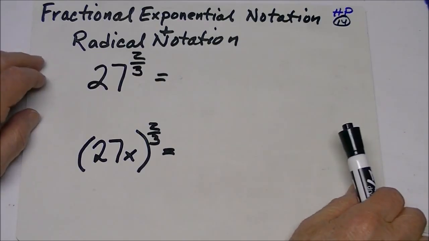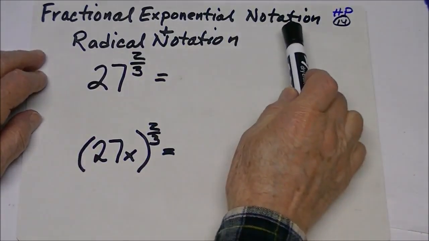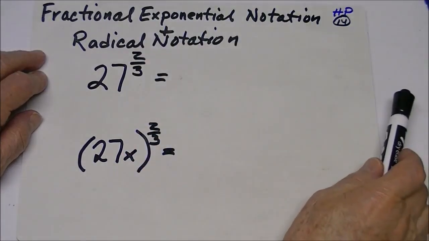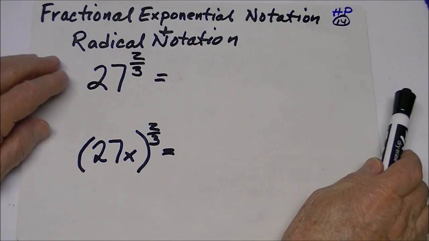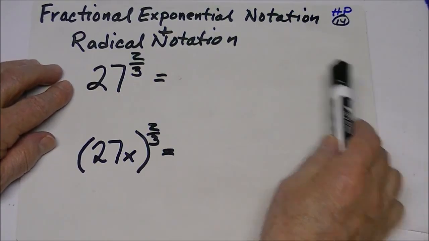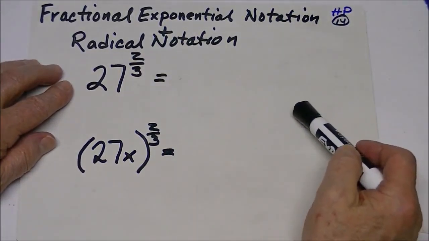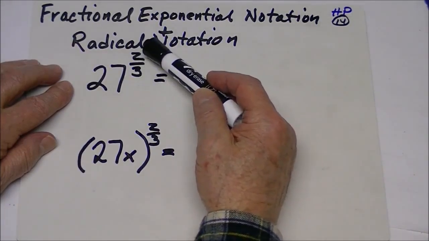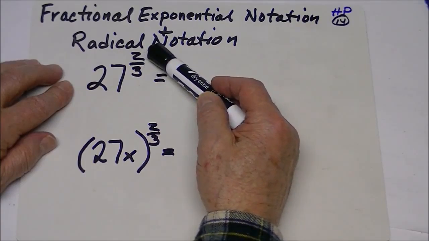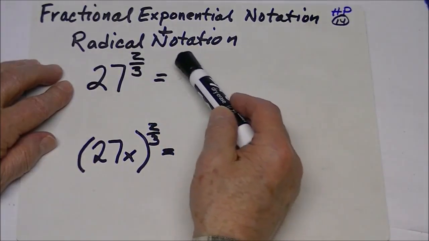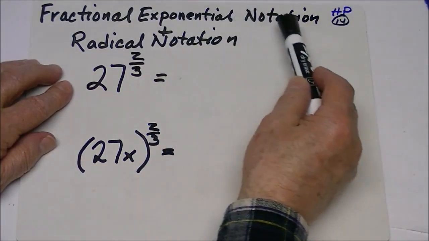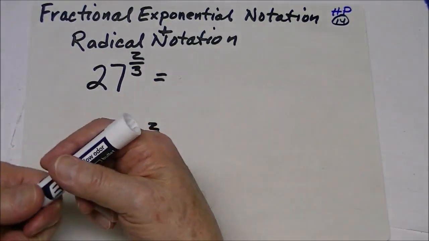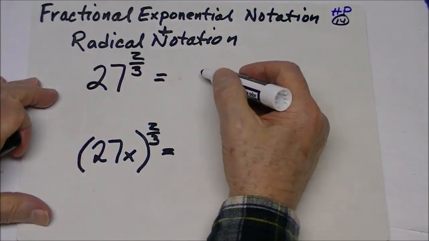Today we're going to take a look at fractional exponent exponential notation and radical notation. So as we look at our first example, 27 to the 2/3 power, we can pretty much see that this is an exponent and it is in a fractional form. Now there is an interrelationship between fractional exponential notation and radical notation. And it's sort of easy, but here's the recipe.